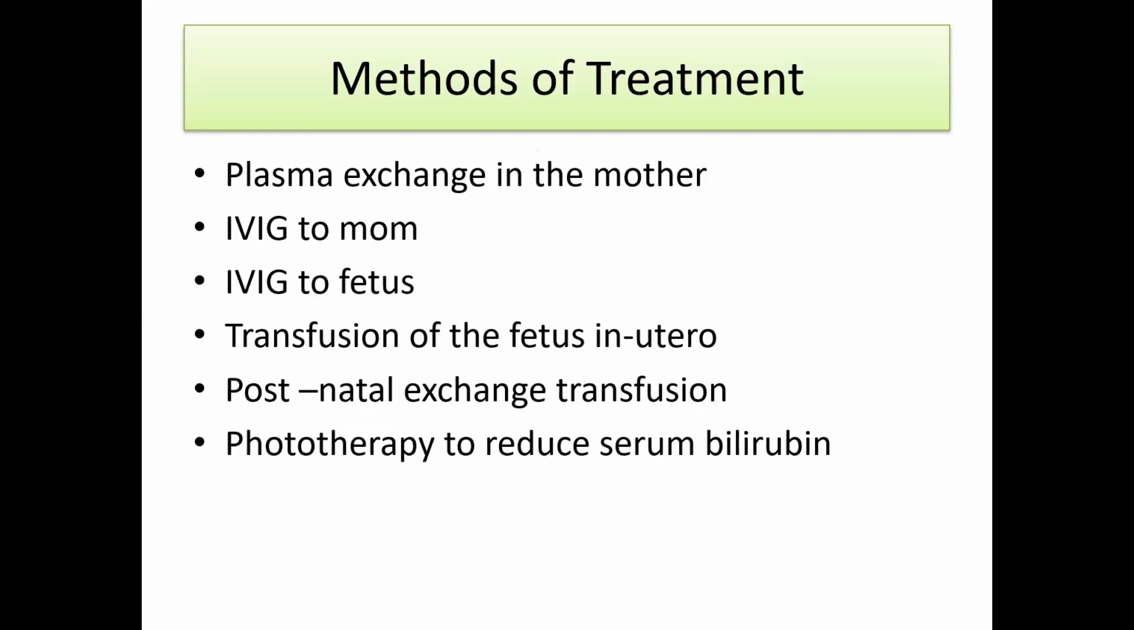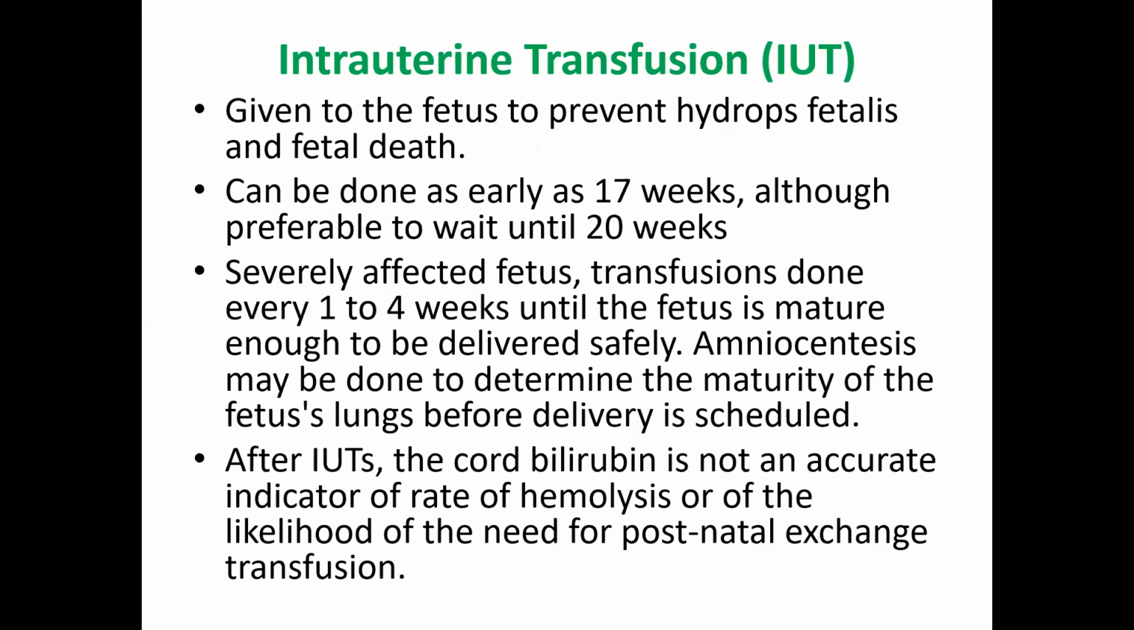The methods of treatment are plasma exchange in the mother, intravenous immunoglobulin to the mother, intravenous immunoglobulin to the fetus, transfusion of the fetus in utero, and postnatal exchange transfusions. Phototherapy reduces the serum bilirubin. Intrauterine transfusion given to the fetus to prevent hydrops fetalis and fetal death can be done as early as 17 weeks, although it is preferable to wait until 20 weeks. Several effective fetal transfusions are done every 1 to 4 weeks until the fetus is mature.